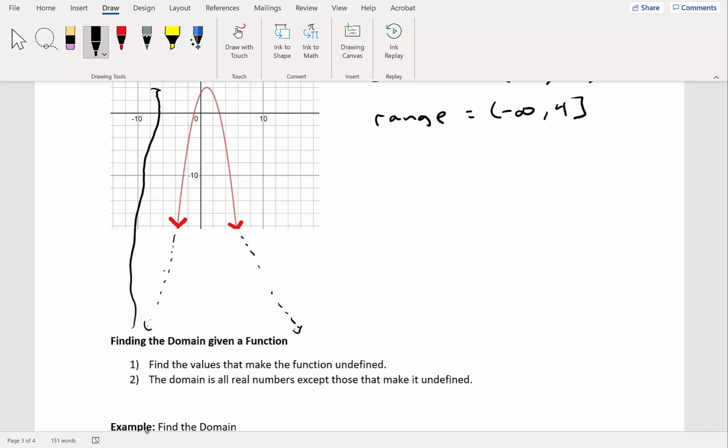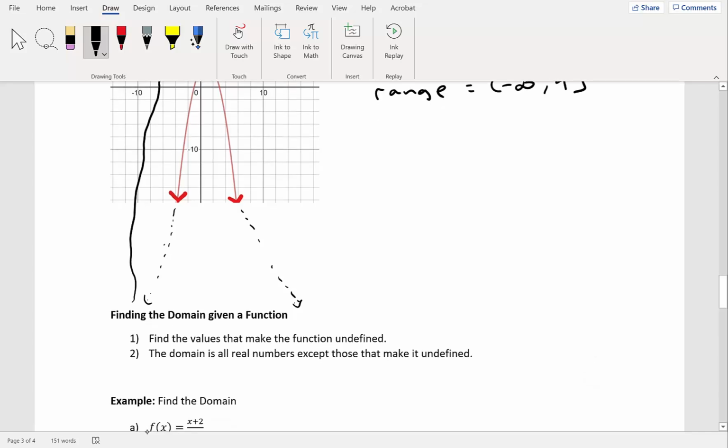Now, the values that would make a function undefined are those values that will make the denominator 0. So if you have a fraction and your denominator is 0, anything divided by 0 is undefined. So you have to exclude those values from your domain. If you're dealing with square roots, you cannot have a negative inside the square root. So you have to exclude those values that make the square root negative. In these next examples, we're just taking a look at fractions. So we just have to figure out what makes the denominator 0.